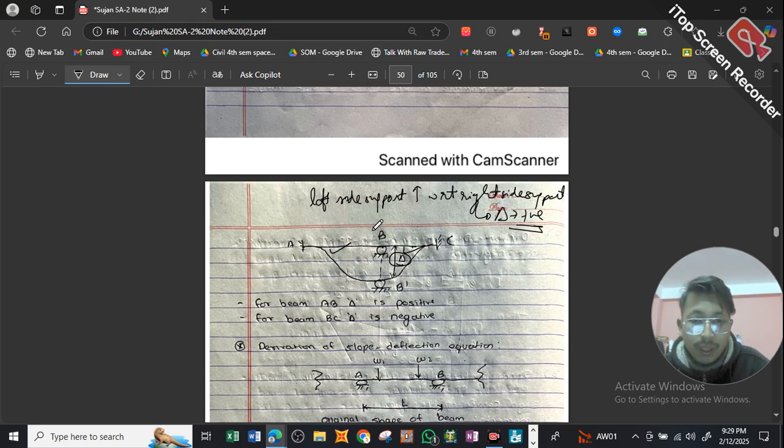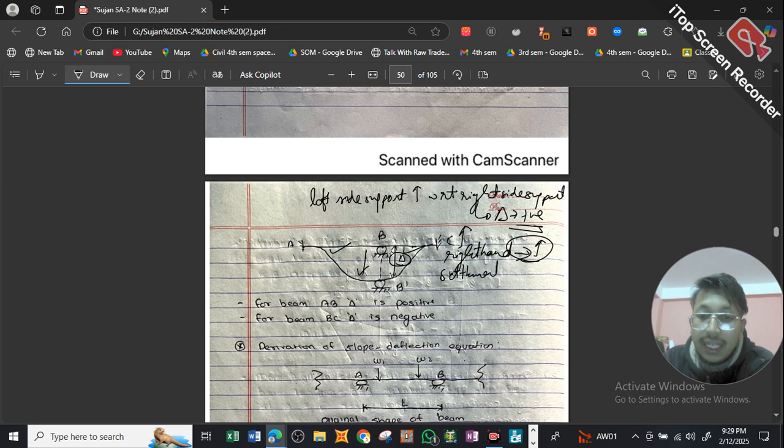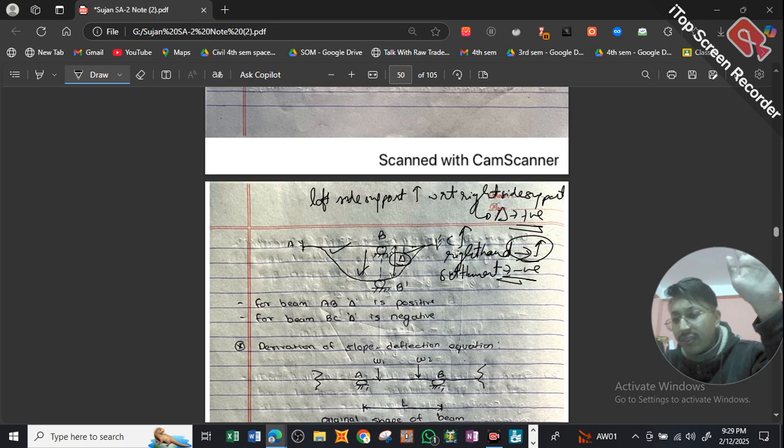Meanwhile for beam BC, delta is negative. Why is delta negative? Because for beam BC, the left side support is downward while the right side support is upward. So if my right hand is up, settlement is negative. When the right side support is upward, settlement will be taken as negative. So you can simply use simple mnemonics: if left hand is up, positive; if right hand is up, negative.